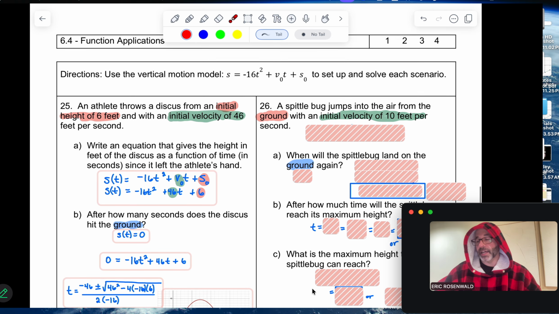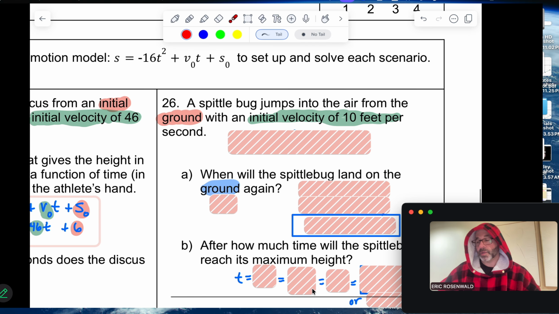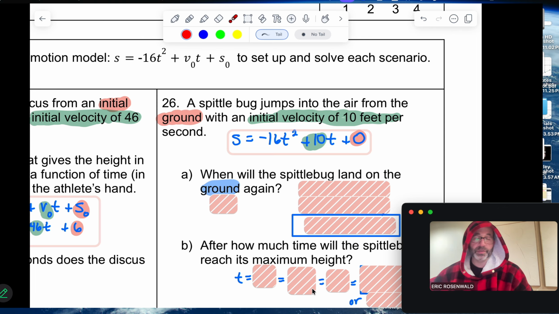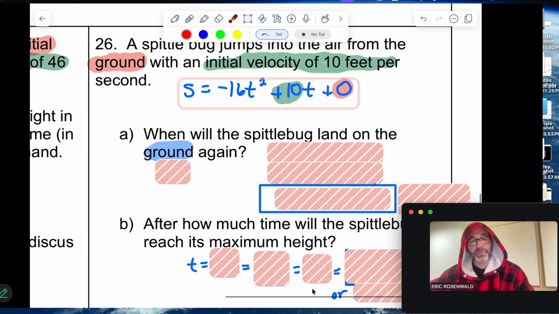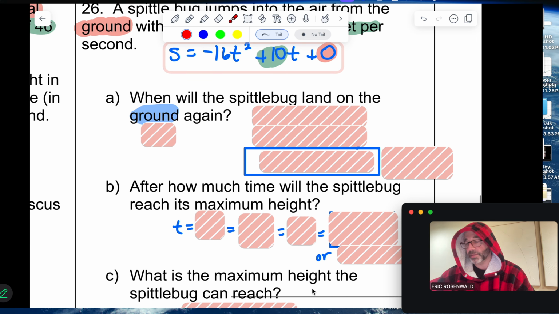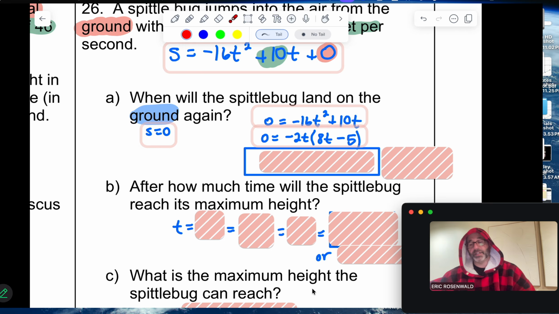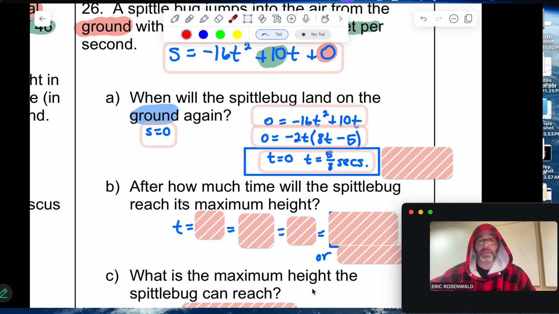So you've got a spittlebug that jumps in the air from the ground. That means it's got an initial height of 0 and an initial velocity of 10 feet per second. So just throw those in. And it says, when will the spittlebug land on the ground again? That's going to be when the height is equal to 0. So if we put the 0 in, we'll solve. I could factor out a negative 2t. You can use the quadratic formula if you want. Solve each one of these. You get that t is equal to 0 and t is equal to 5/8. So that means after about 0.625 seconds.